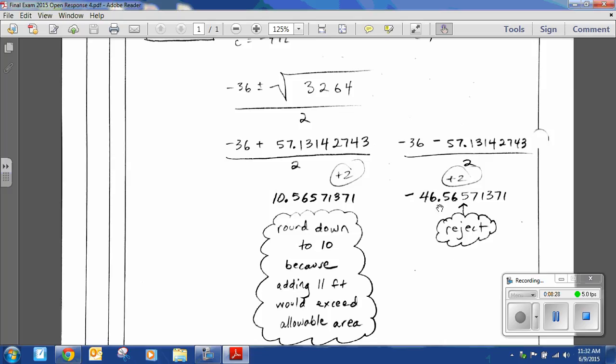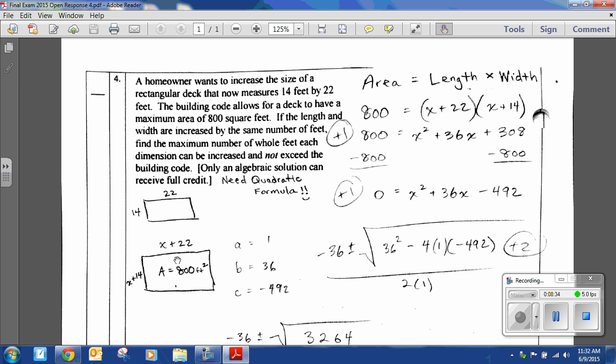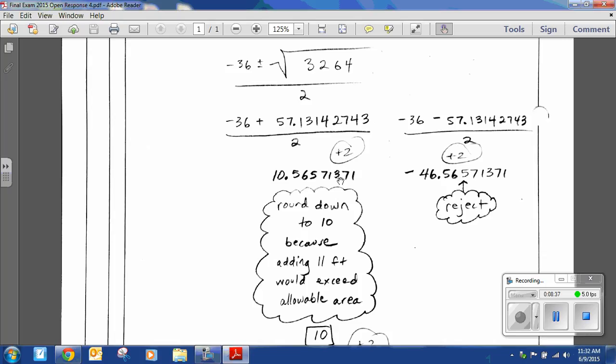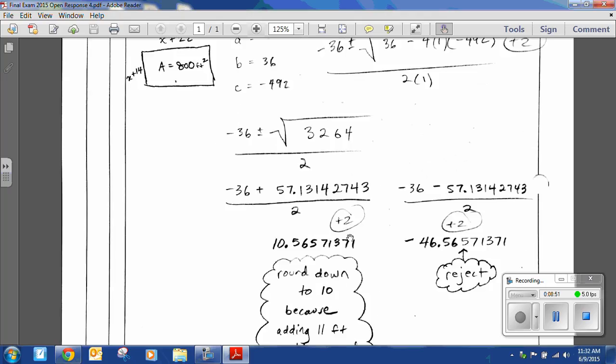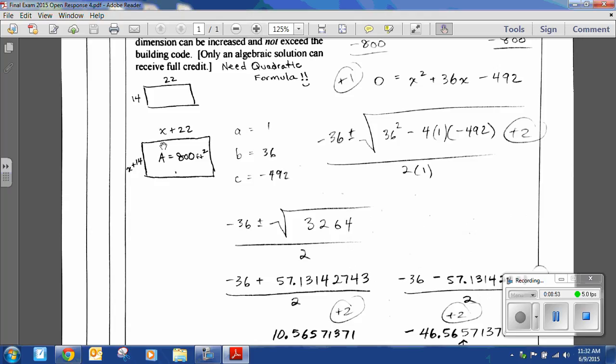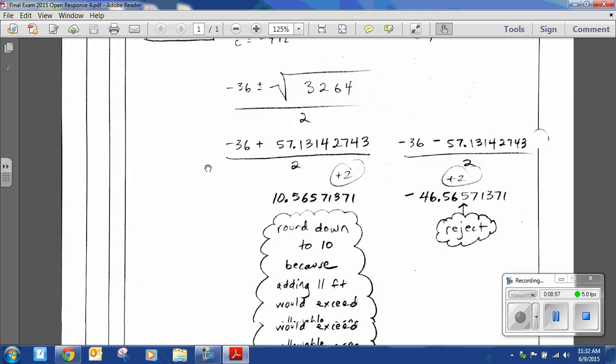I reject the negative answer because this root is not feasible when we're talking about adding length to a deck. So we end up taking 10.56 as our solution. However, we must round down to 10 because if you go up to 11 feet, it would exceed the allowable area. In other words, if we went up to 11 plus 14 and 11 plus 22, we multiply those together, it would be greater than 800 square feet.